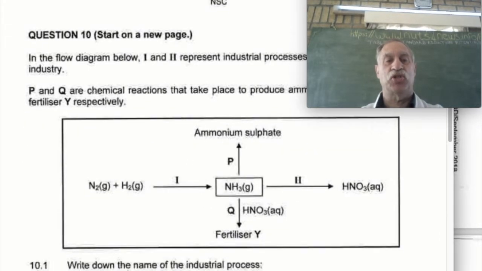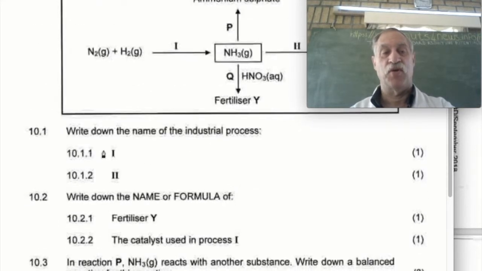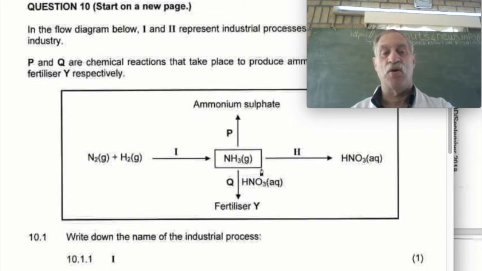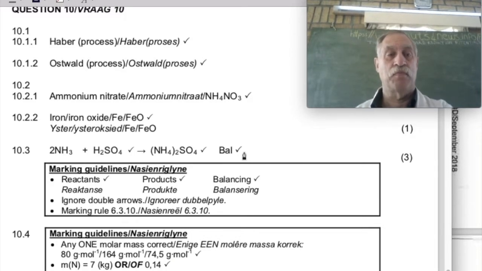So let's just have a look at this flow diagram. They seem fairly keen on flow diagrams. Nothing wrong with flow diagrams. We see here nitrogen plus hydrogen goes to form ammonia. You've got to learn that that is called the Haber process. So number 1 is the Haber process. Let's have a look at number 2. Ammonia goes to form nitric acid, HNO3, and you're going to have to just straight learn memory work that is called the Ostwald process. Let's just have a look at the memorandum. There you see it, Haber process, Ostwald process.